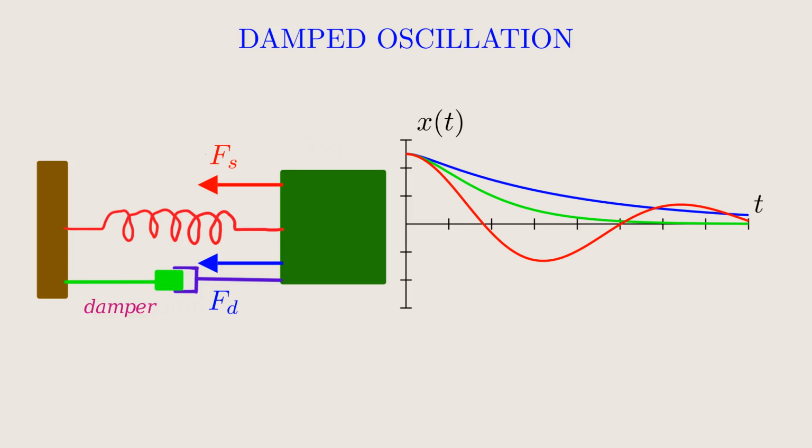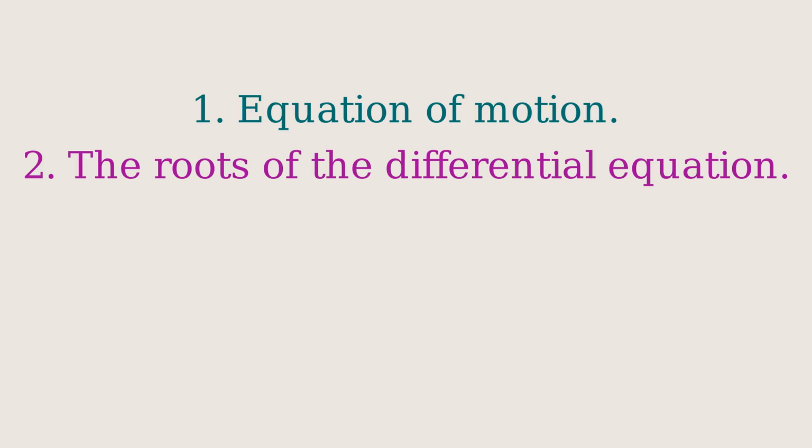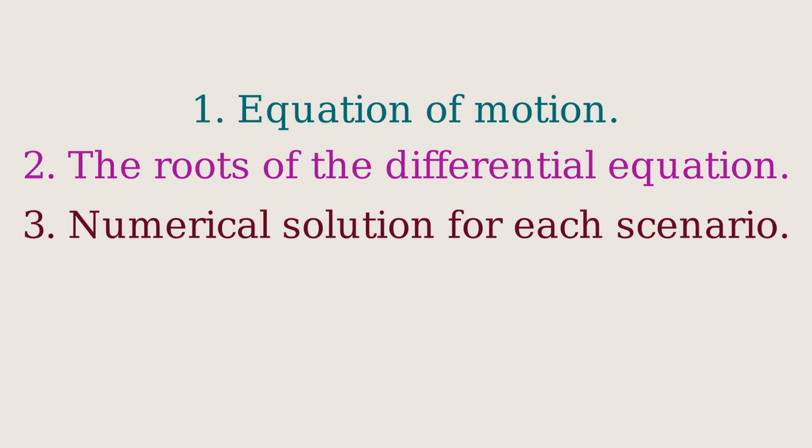There will be three cases. Blue line is the overdamping case, green line the critical damping, and red line the underdamping. First, from Newton's second law, we obtain the equation of motion. Next, we calculate the roots of the differential equation. For each scenario, we calculate the numerical solution. The last will be plotting the solution.